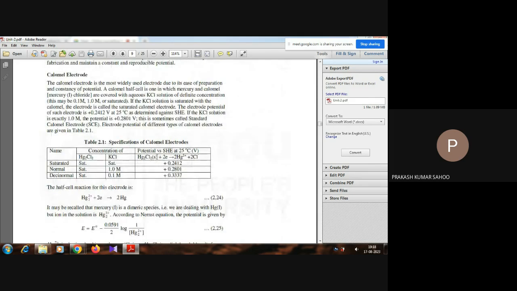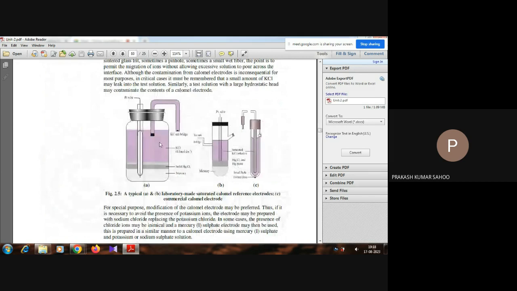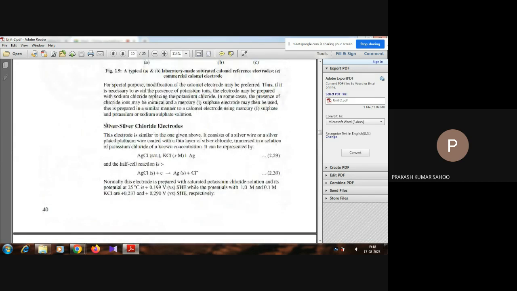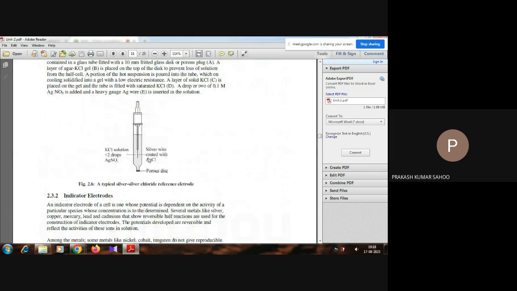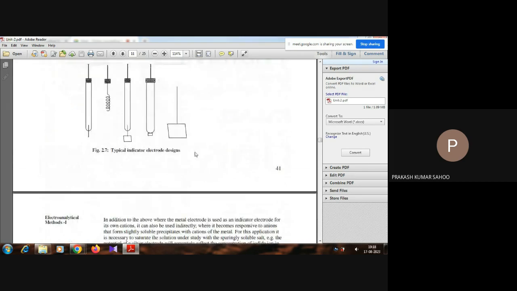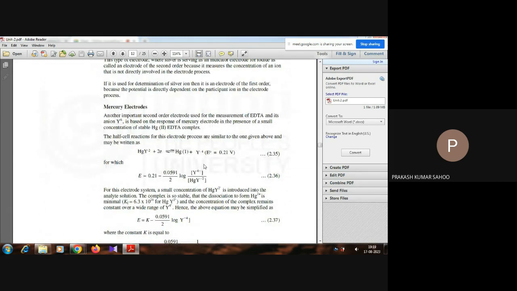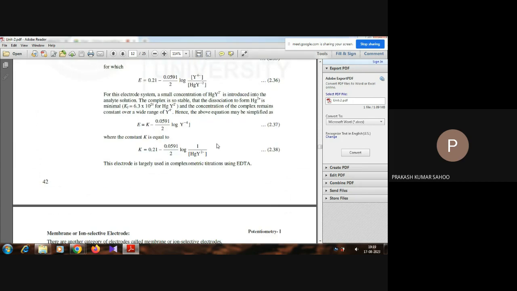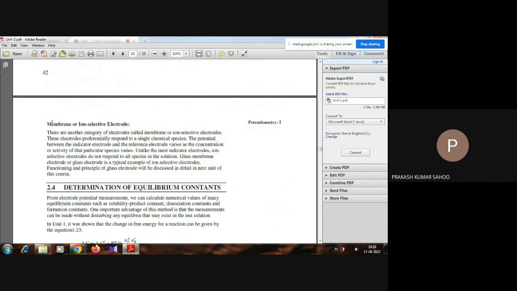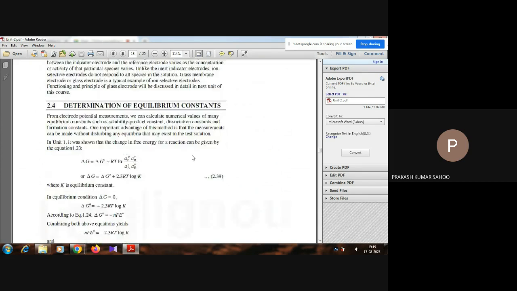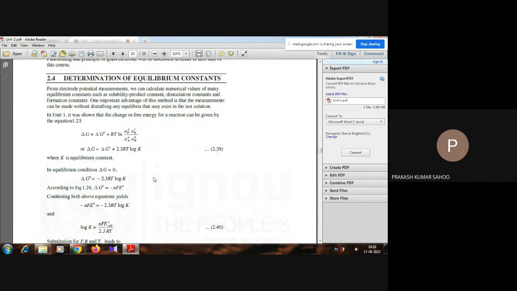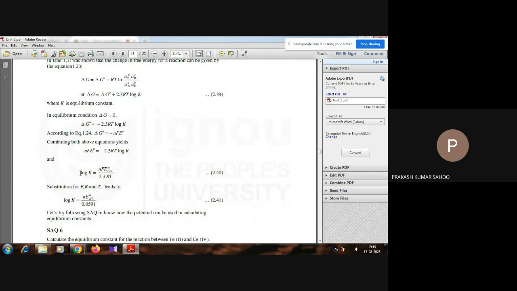Then we have the calomel electrode, already discussed. Then we have the silver chloride electrode. Then the indicator electrode, already discussed. Then we have the mercury electrode, one of your indicator electrodes, that is the mercury EDTA complex, ethylene diamine tetraacetate complex. These are the equations. Then membrane ion selective electrode. Then we have determination of equilibrium constant. The reaction here, the equation is this one.